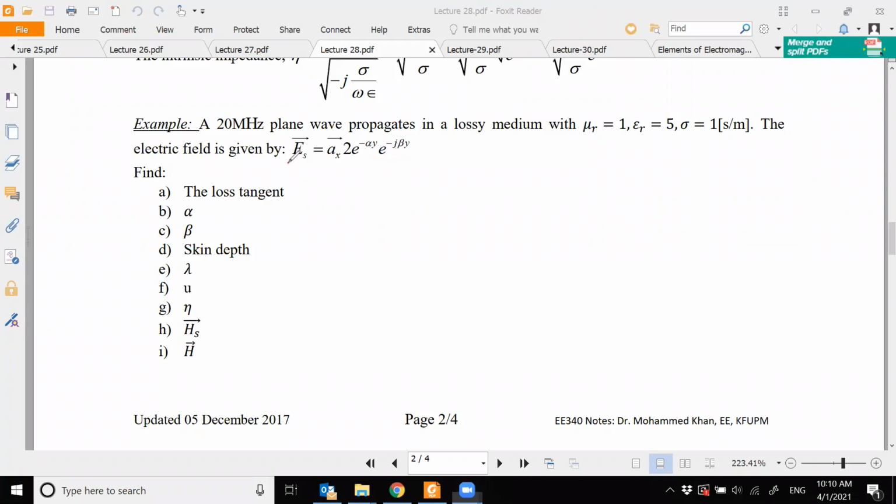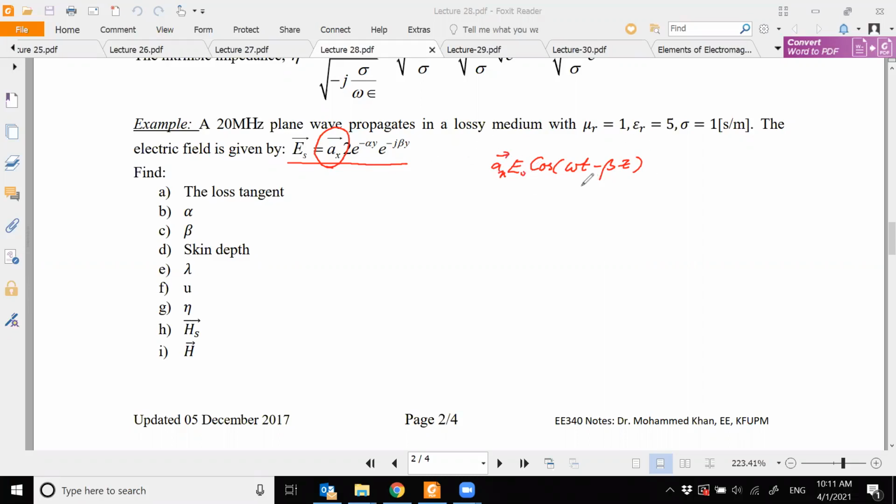Let's see what the direction of propagation is. No, not the x-axis. That means your electric field has a component in the x direction. But what is the direction of propagation? For the direction of propagation, you look at the argument, for example cos of omega t minus beta z.